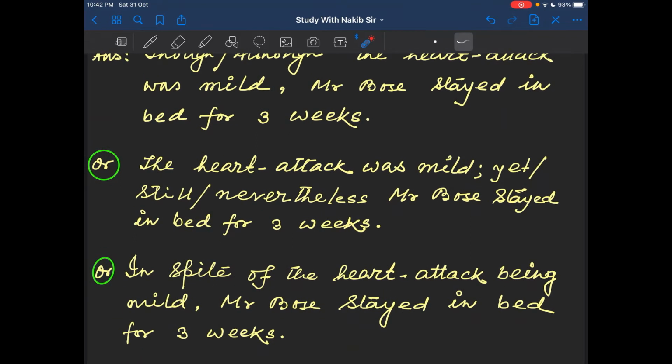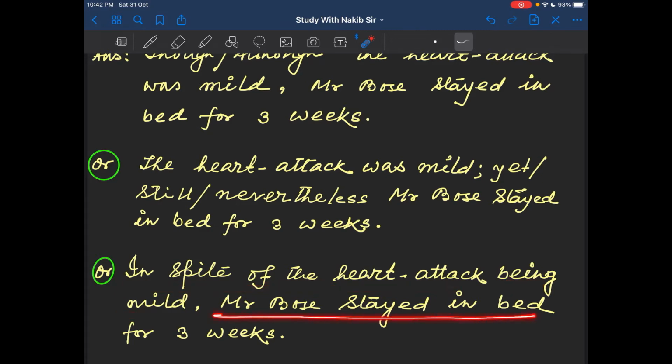Or you may combine these two sentences into a simple sentence by using in spite of. See, in spite of the heart attack being mild, Mr. Bose stayed in bed for 3 weeks. In spite of the heart attack being mild, Mr.